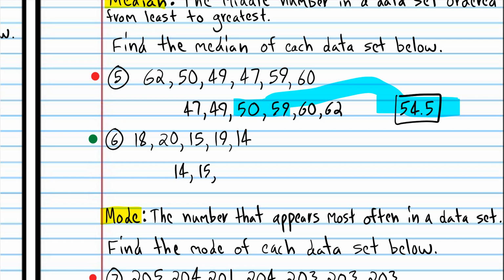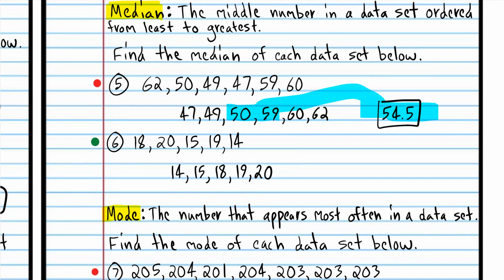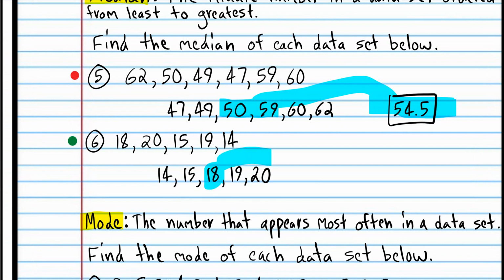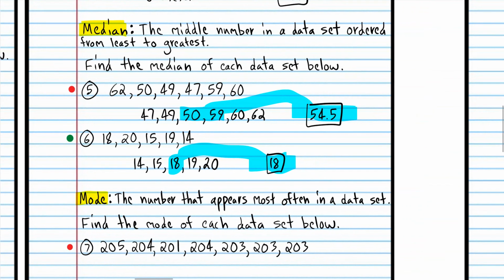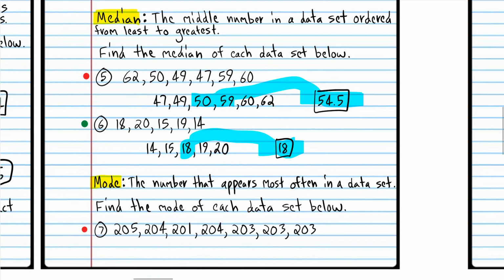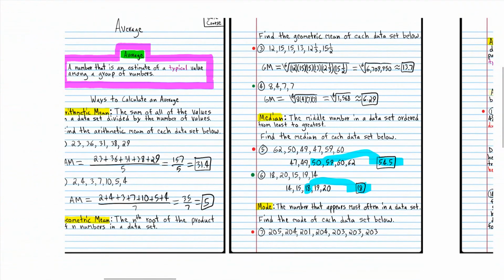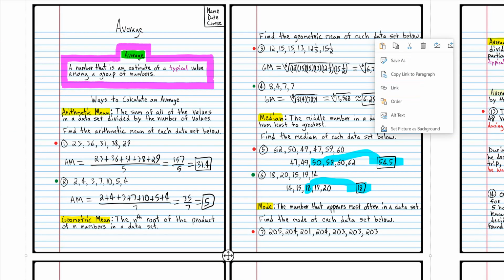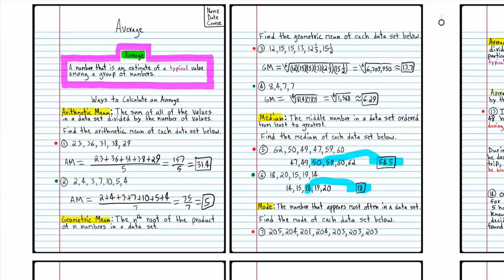All right, we're back. So we have to order these numbers from least to greatest. And then we're going to find the number that is right in the middle, which is obviously 18. That's the median. So the middle number is a good measure of a typical value in a data set. So we learned the arithmetic mean. That's one way of calculating an average value. We learned the geometric mean. That's another way of calculating an average value. And we learned the median, a third way of calculating an average value.